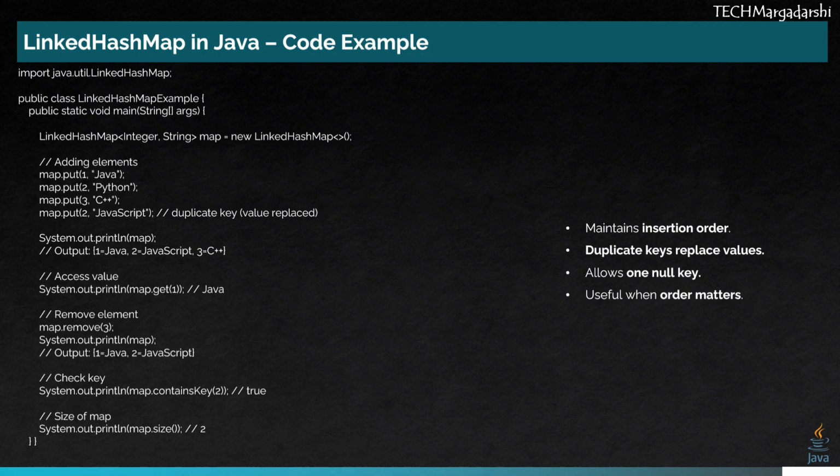When we print the map, notice that the elements are displayed in the same order they were inserted. Using the get method, we retrieve the value for a specific key. We remove an element using the remove method and print the updated map. The containsKey method helps us check if a key exists, and the size method returns the number of key-value pairs. This example clearly shows how LinkedHashMap maintains insertion order while storing key-value data.